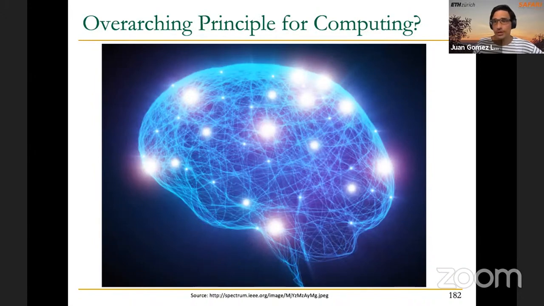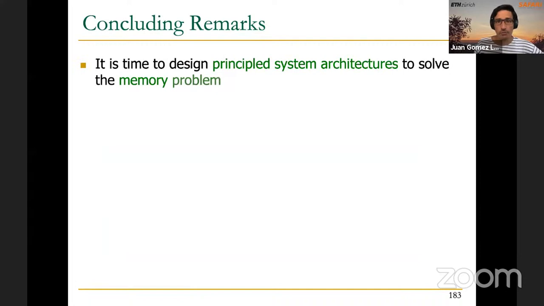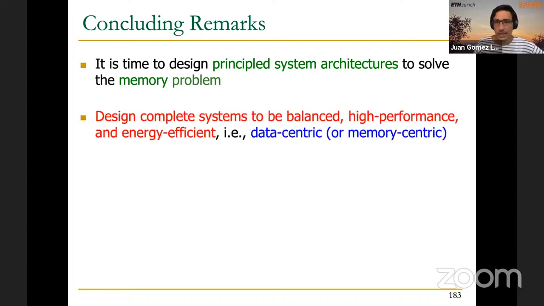And the key question here is, what's the overarching principle for computing? I think that one overarching principle for computing is minimizing the amount of data movement to make the systems much more efficient in terms of energy consumption and performance. So it's time for the design of principled system architectures that solve the memory problem, design the complete systems to be balanced, high performance, and energy efficient.